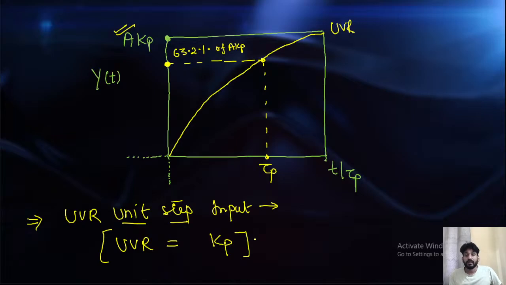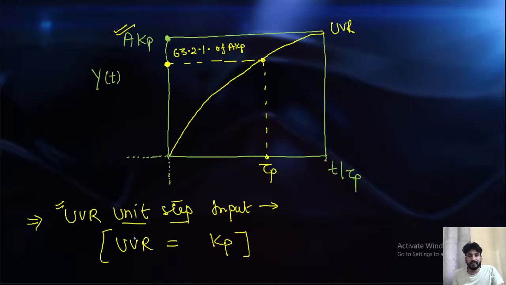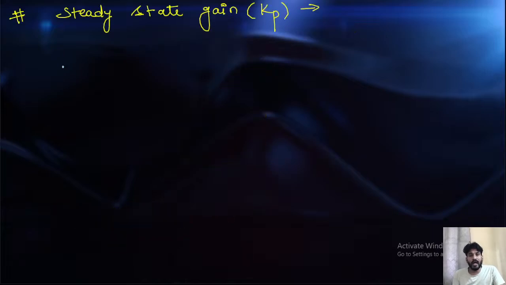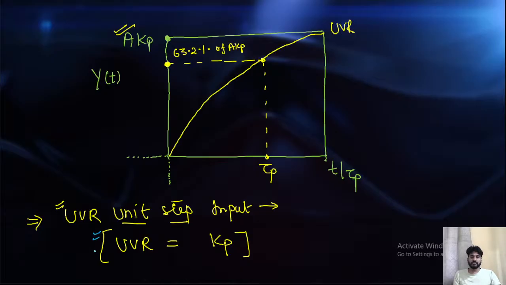Now let's try to understand this. From this point, we try to understand the KP. So what is KP? KP is my steady state gain. And what I found is that KP is the ultimate value of response of the unit step. Yes or no? So how it is defined: it is the ultimate value of response of unit step input. This is how mathematically we can define the KP. Yes or no? It is clear or not?